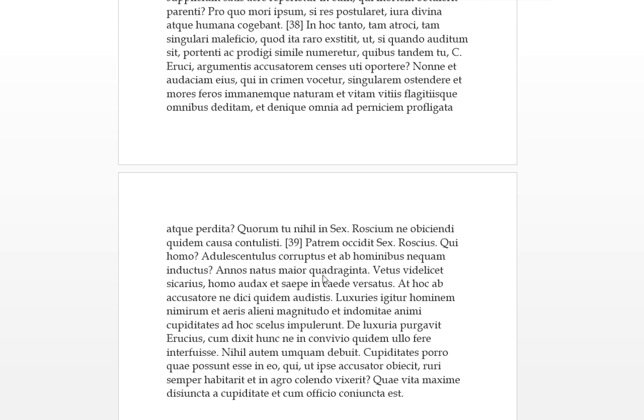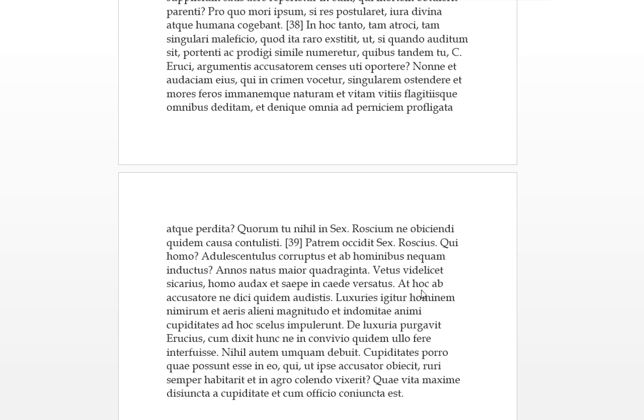Annos natus maior quadraginta, so he's born more than 40 years, so he's more than 40 years of age, so this rules out him being a corrupt adolescent who was being led astray. What have we got? A vetus videlicet. So videlicet's an adverb meaning obviously. A vetus sicarius. Sicarius is someone who kills with daggers. So he's obviously an old murderer, a homo audax, a bold man or a brave man. And saepe, often he's versatus, or he's engaged in or has lived in slaughters. He knows how to kill people.